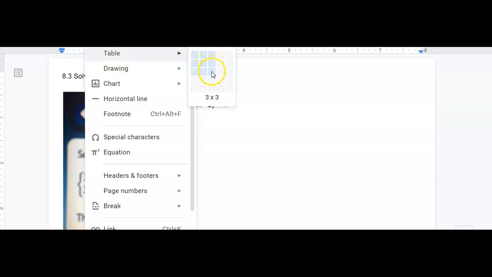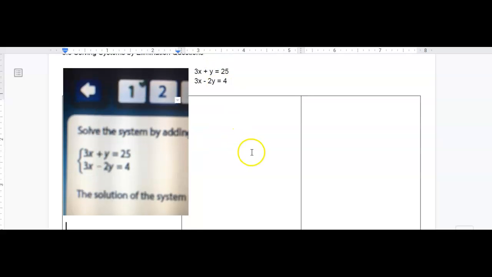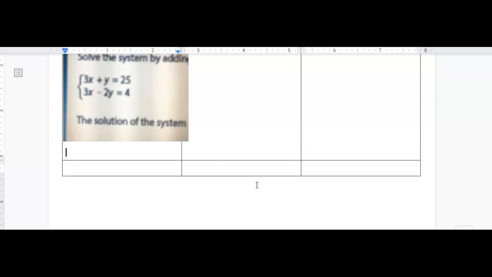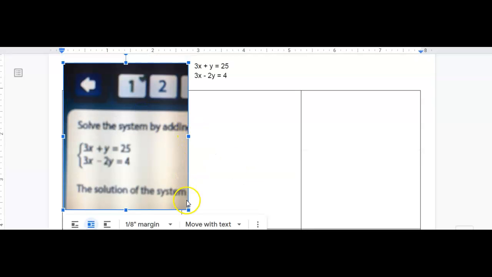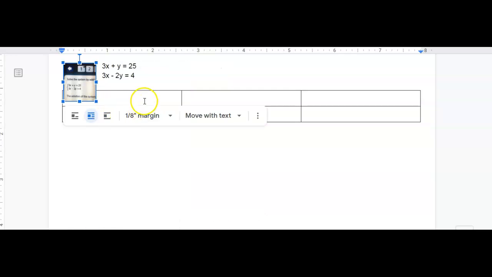You know what, I'm going to make it like this. Oops, it was too big, and I didn't want that. Okay, I'm going to make this small. I'm just going to keep it like that for right now.